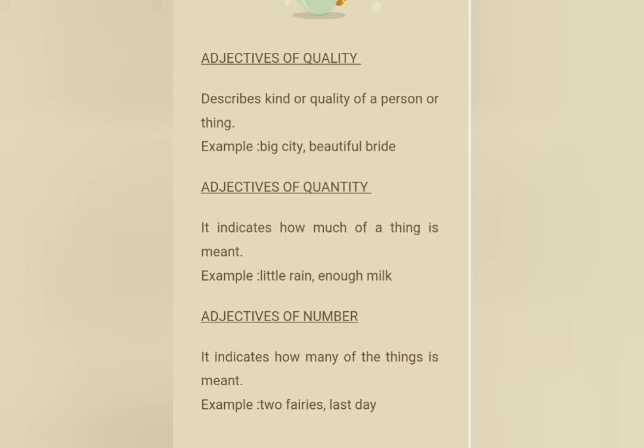Adjectives of quantity indicate how much of a thing is meant. For example, little rain and enough milk. Little and enough are examples of quantity. Adjectives of number indicate how many of a thing is meant. When we know the number of a thing, or which one it is meant for, adjectives of number are used. Example, 2 fairies, last day. We know how many fairies or which day we were talking about.